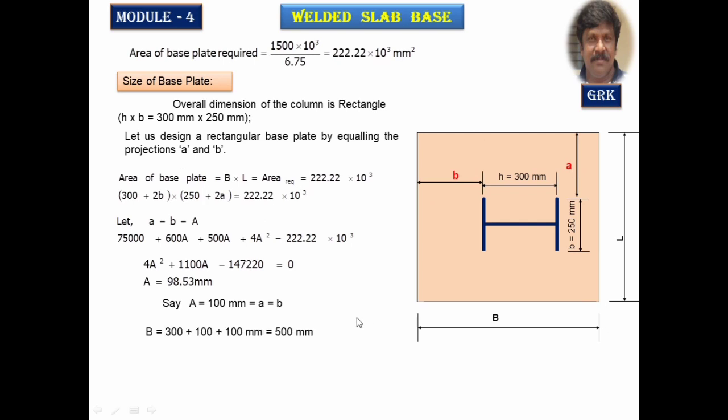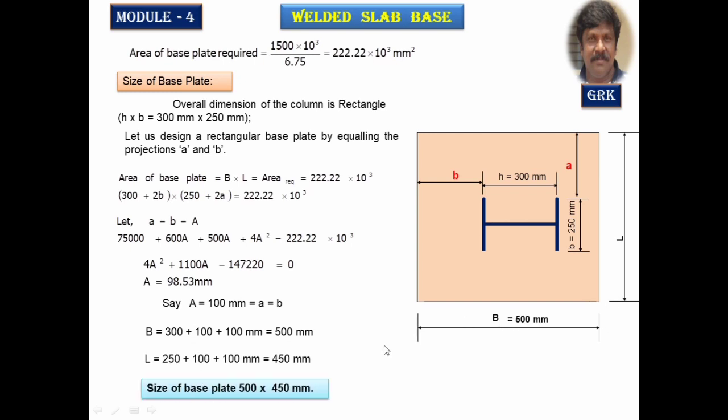We'll find out the breadth of the section. It is 300 plus 2 times of A, 300 plus 200 is 500 mm. So B is 500 here, and L is 450 mm. The size of the plate without thickness is 500 mm by 450 mm. 500 like this, 450 like this.